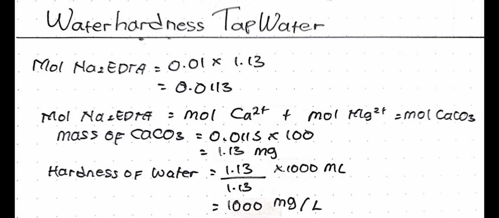And then, using tap water, we want to know the water hardness. So after we calculate with the formula, we get 1000 milligrams per liter water hardness of tap water.